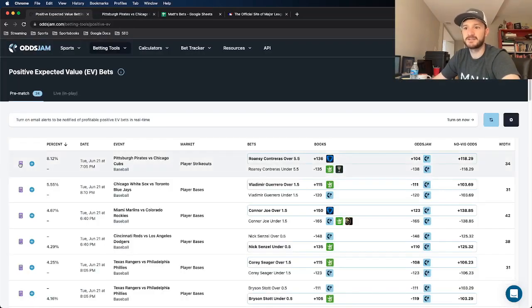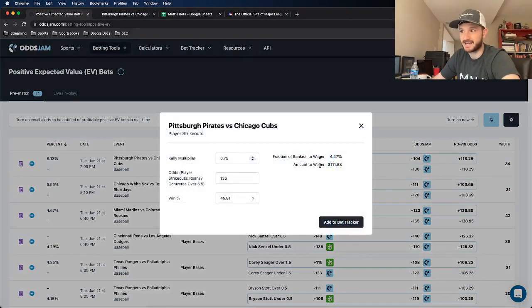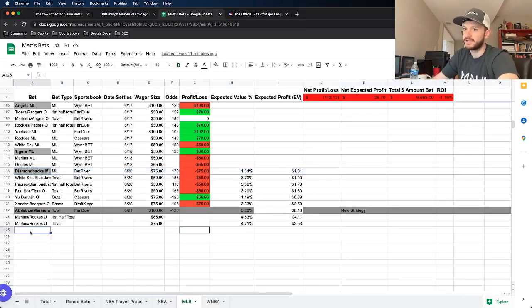And in terms of unit sizing, I'm just going off the Kelly calculator here. For player props, I don't put more than 4% of my bankroll on. So this one is actually going to be a $100 wager. I'm going to round this down to 4 units, $100 at plus 136 odds. Roansy Contreras over 5.5 strikeouts. So let's go ahead and add it.